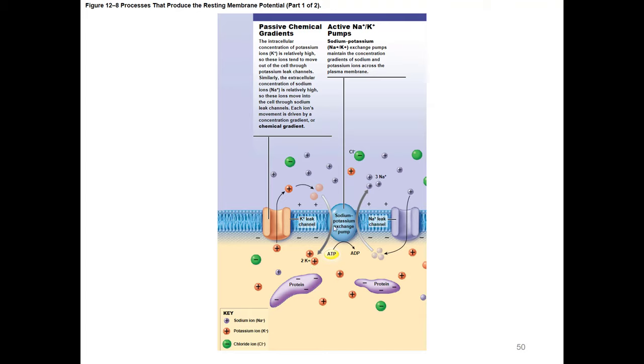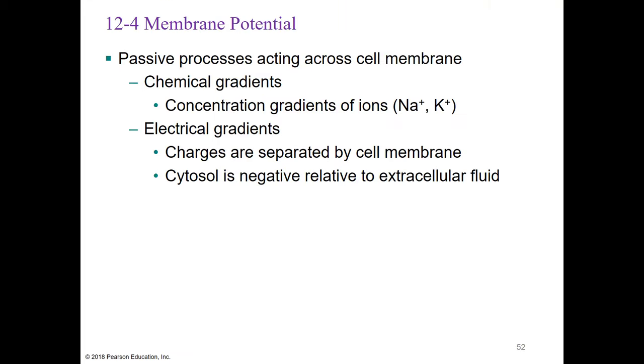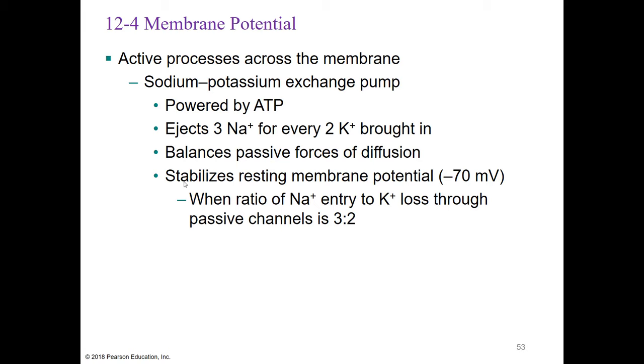So for every pump of the sodium potassium pump, we are pumping out 3 sodium for every 2 potassium, which we call a 3-to-2 ratio. And we can see that in our notes here as well. So again, sodium potassium pump powered by ATP ejects 3 sodium for every 2 potassium brought in, which balances passive diffusion. Why do we care about this? Why do we need the balance? Well, what this will do is keep us at rest, keeps the cell at resting membrane potential.